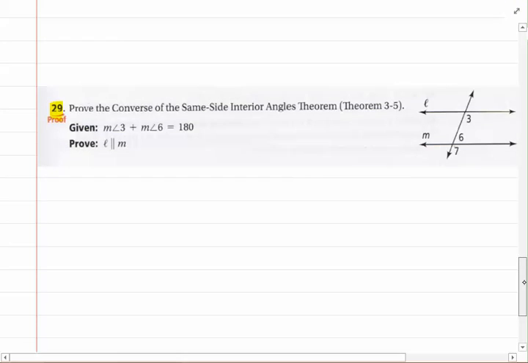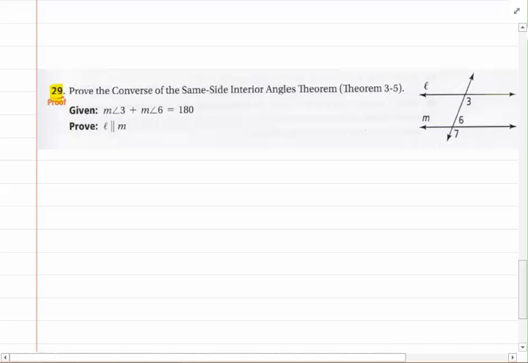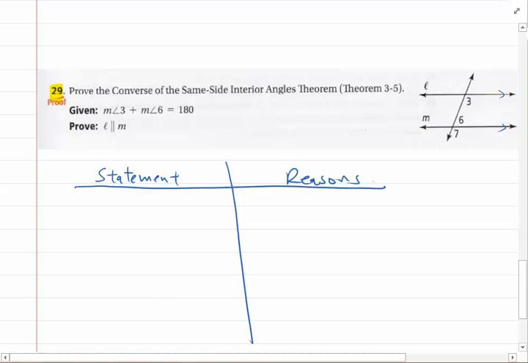Moving on. Okay, this time we have another problem. We're going to do a two-column proof to prove that L is parallel to M. We're going to have our statements and reasons. We have a two-column proof like so. Number 1, we always write down the given first: the measure of angle 3 plus measure of angle 6. This is a given statement.